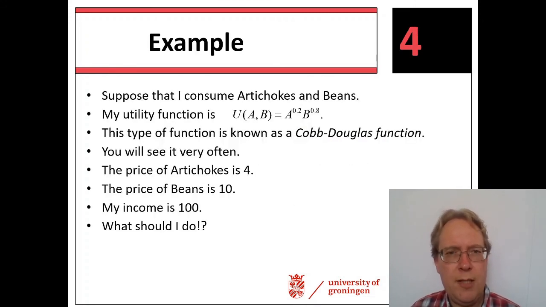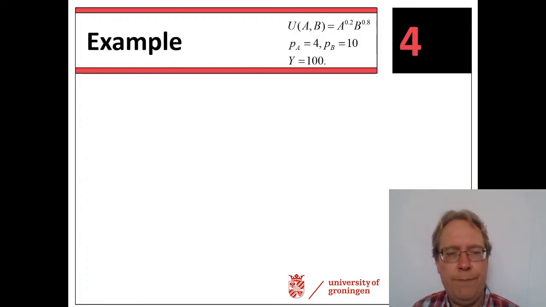Okay, if you insist, here's another one. Suppose I consume artichokes and beans, which conveniently also start with A and B. But now suppose that my utility function looks like this. So again, Cobb-Douglas, but a to the power 0.2, b to the power 0.8. Price of artichokes is 4, price of beans is 10, income is 100. What should I do? In other words, what's my optimal consumption bundle?